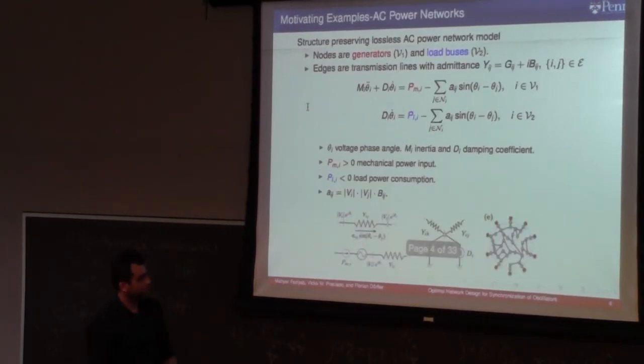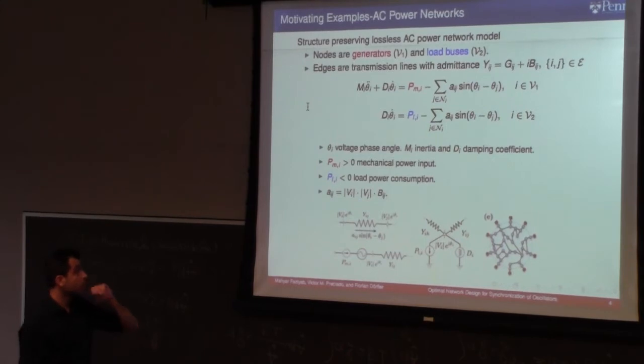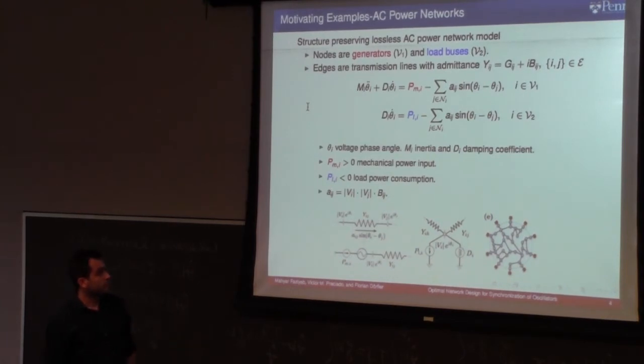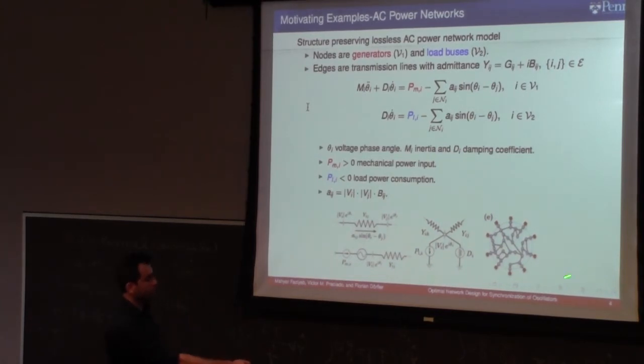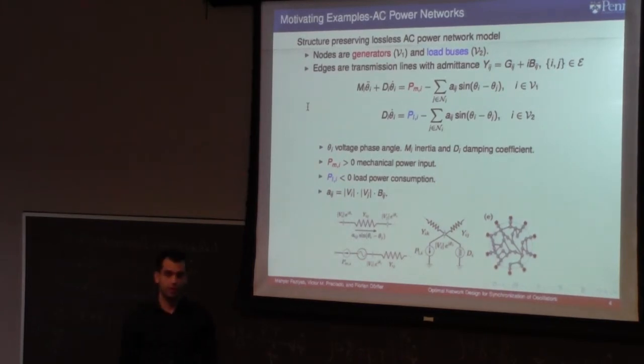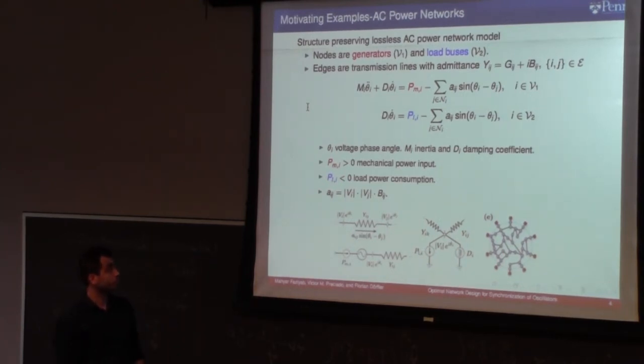Why? Because this dynamics appears in many practical settings, in many technological systems, as well as biological systems. So the first and most important technological application is the AC power network. I have provided a cartoonish illustration of a power network. In this network, the nodes are either generators or load buses. The generators generate power, and the load buses consume power.